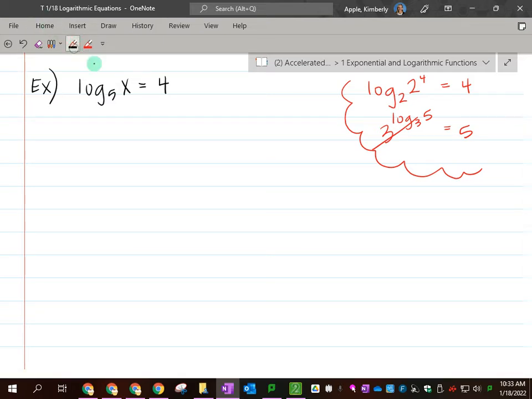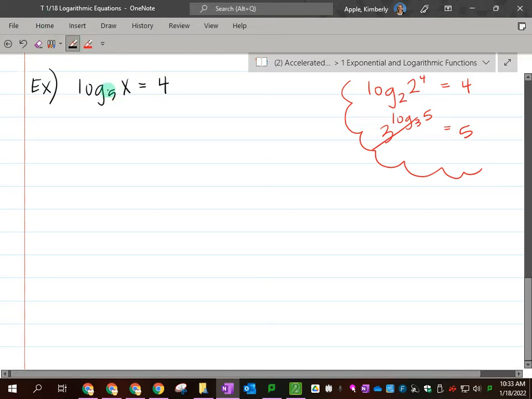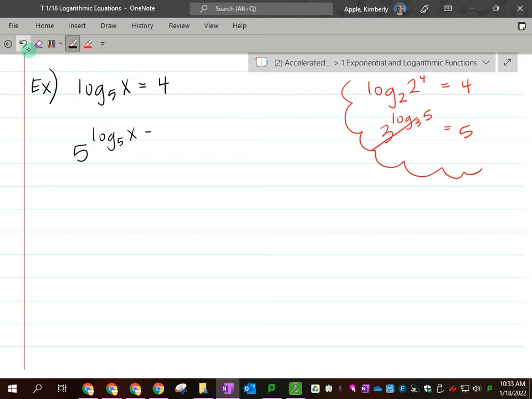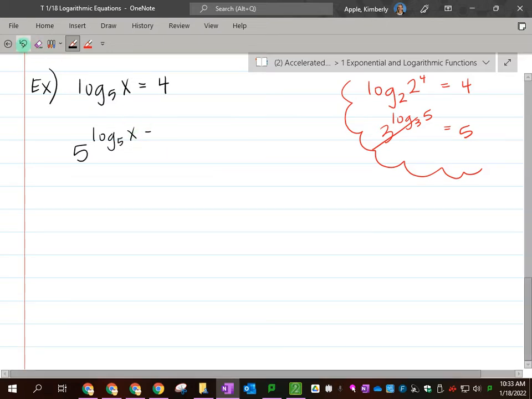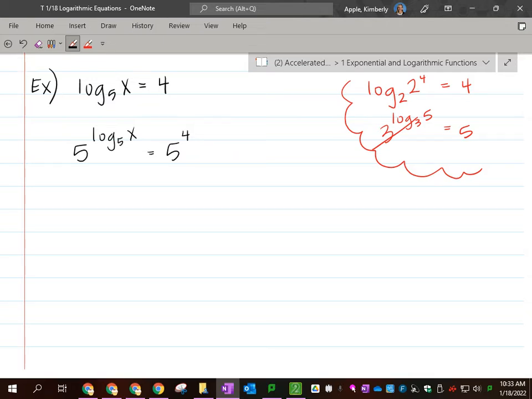So what we're going to do here is notice that the logarithm is isolated, and it's base 5. So I'm going to say 5 to the log base 5 of x equals 5 to the 4th. So notice, and this is perfectly valid, I can do that. I just raised both sides of the equation up as an exponent of 5.